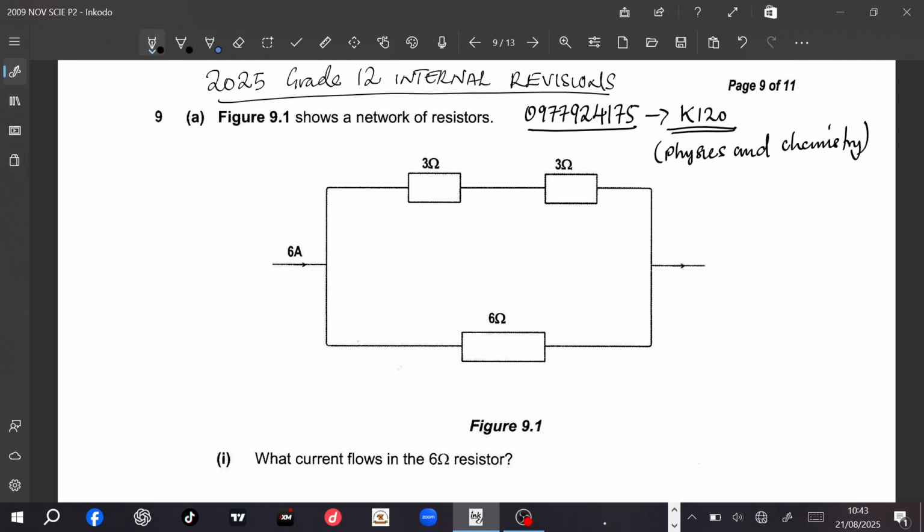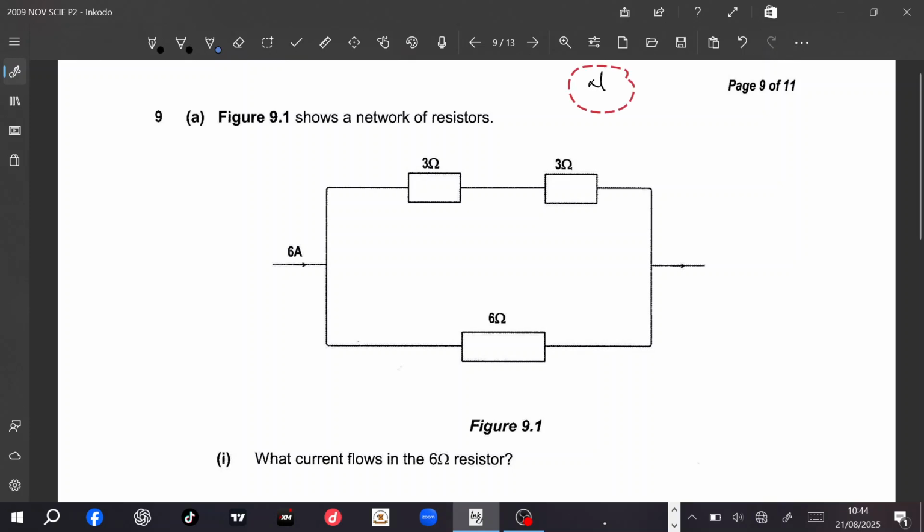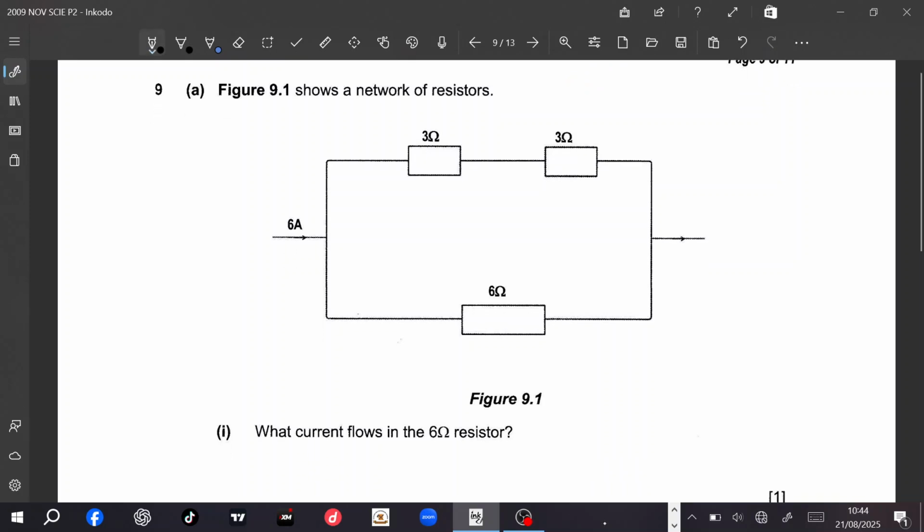So we have started and we'll be going through topic by topic just like that. We have a question here which we need to look at from electricity. The topic is actually electricity. So let us go through this question together.